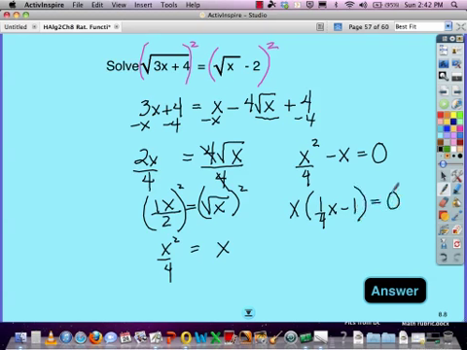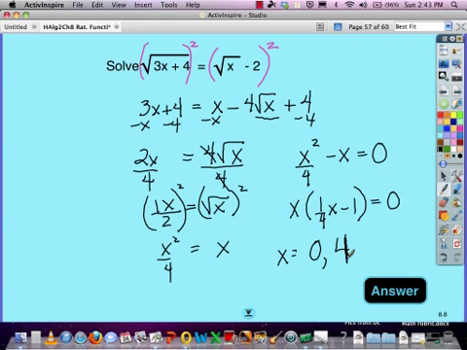So we could say we have a value of x equals 0. And from here, we would get x equals 4. Because 1/4 x equals 1, we times it by 4, x equals 4. So we get a 0 and a 4.